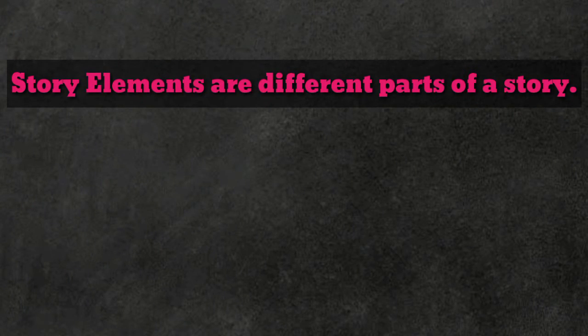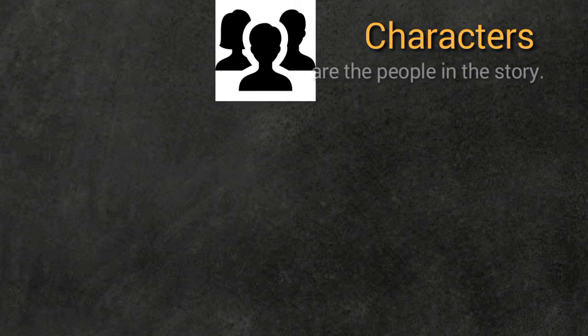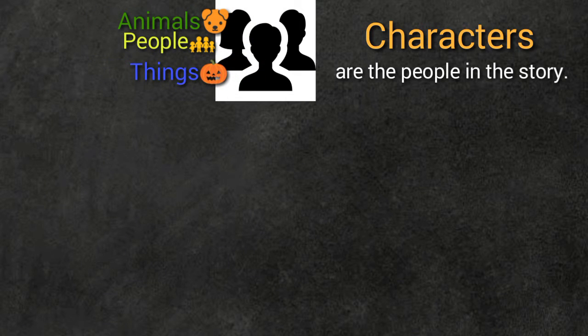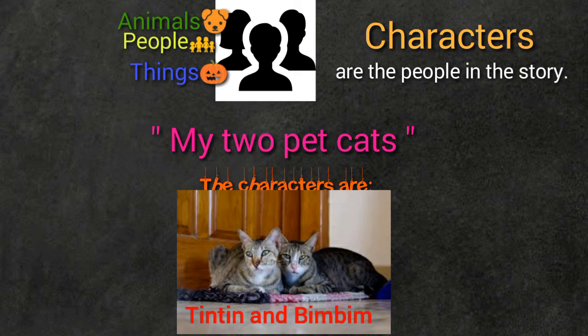Story elements are different parts of a story. In this video, we will discuss the setting and the characters in a story. The characters are the people in the story. They can be animals, people, or even things. For example, in the story My Two Pet Cats, the characters are Tintin and Bim Bim.